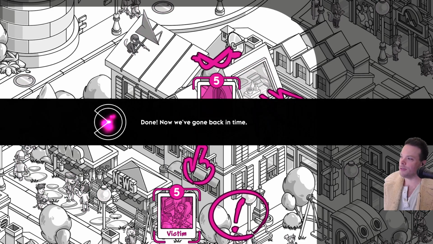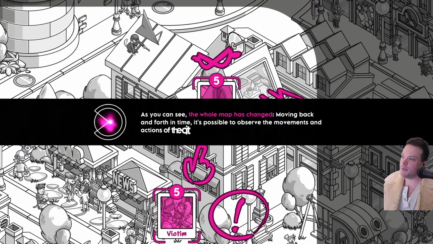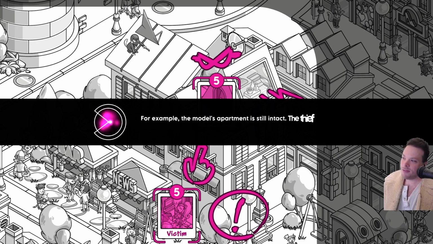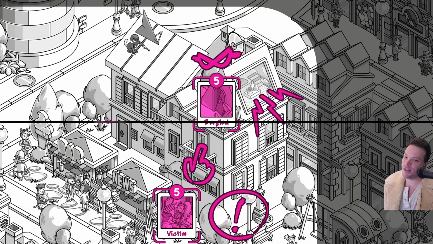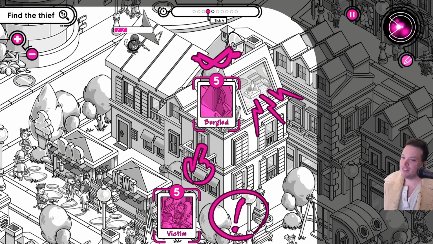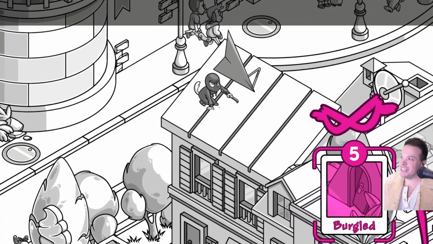Oh, he's on the roof. Done. Now we've gone back in time. As you can see, the map has changed, moving back and forth. It is possible to observe movements and actions of the city's inhabitants. For example, the model's apartment is still intact. The thief has not yet entered. Let's take a look. The thief is bound to be nearby. Enhance.